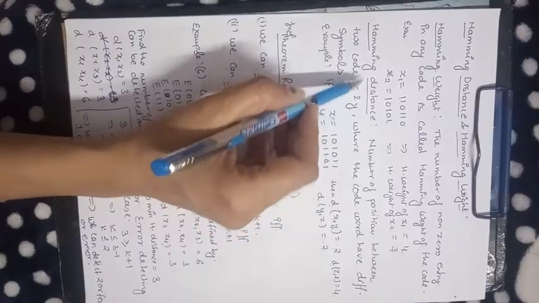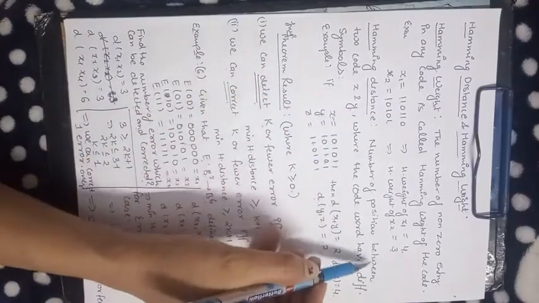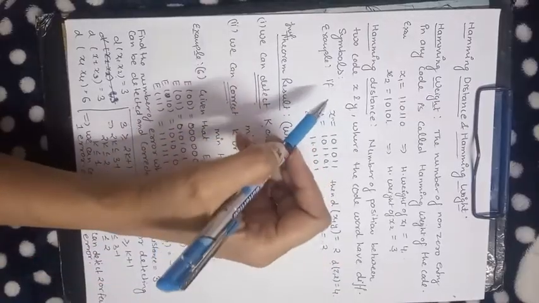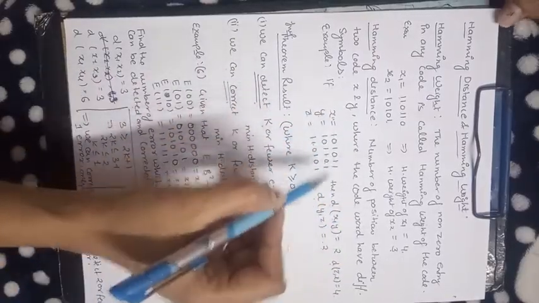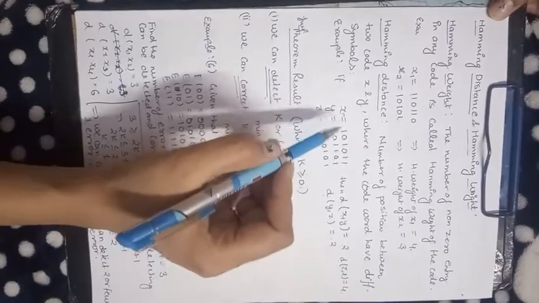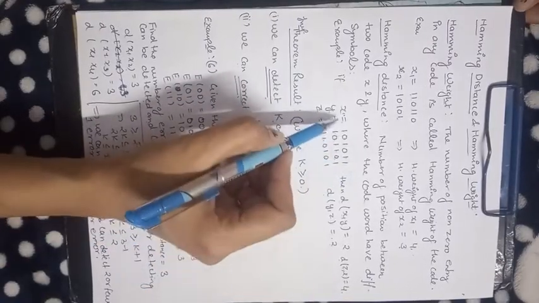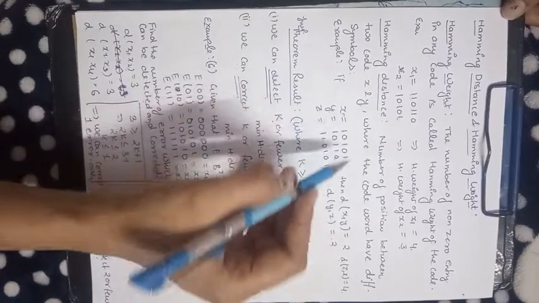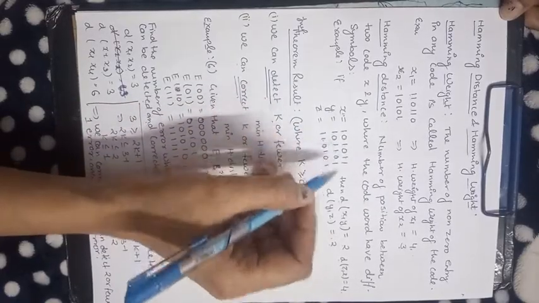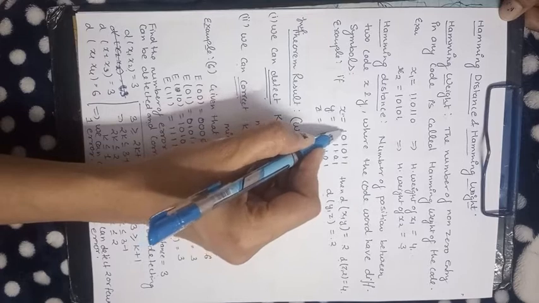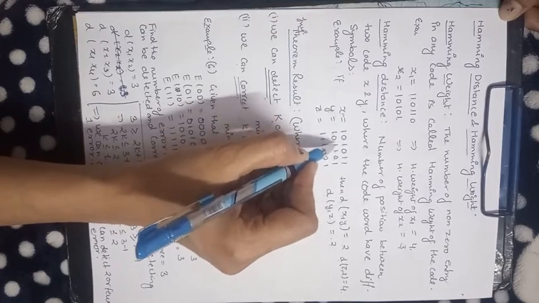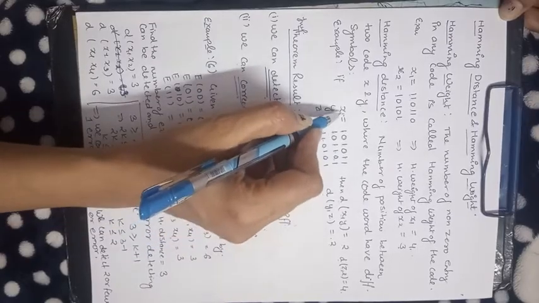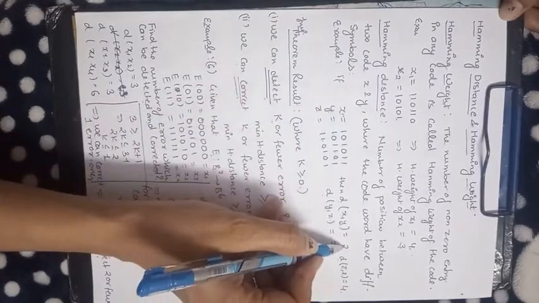Now the next concept is Hamming distance. The number of positions between two codes x and y where the code words have different symbols is called Hamming distance. It is denoted by small d. Suppose we want to know the Hamming distance between code words x and y. Now we have to count how many places have different entries. Here 1 is same, 0 is same, 1 is same, 0 1 is different and 1 0 is different. 2 places, that means the distance between x and y is equal to 2.